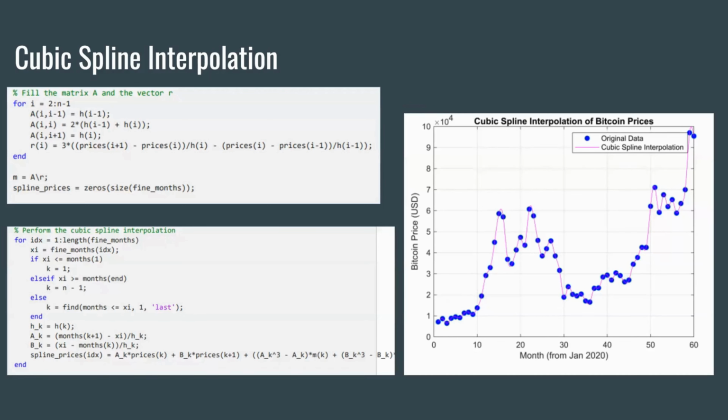And here is the MATLAB code for cubic spline interpolation. At the top left, we have the matrix and the vector, and then the bottom left is the actual function that solves for within the matrix. On the right is the same graph with the blue dots representing the original data and the red lines, which look a little bit more pink here, being the cubic spline interpolation. You can see that it's a little bit more curved at the tops. And what's actually interesting is that those curves at the tops are a little bit more accurate and represent the actual data.